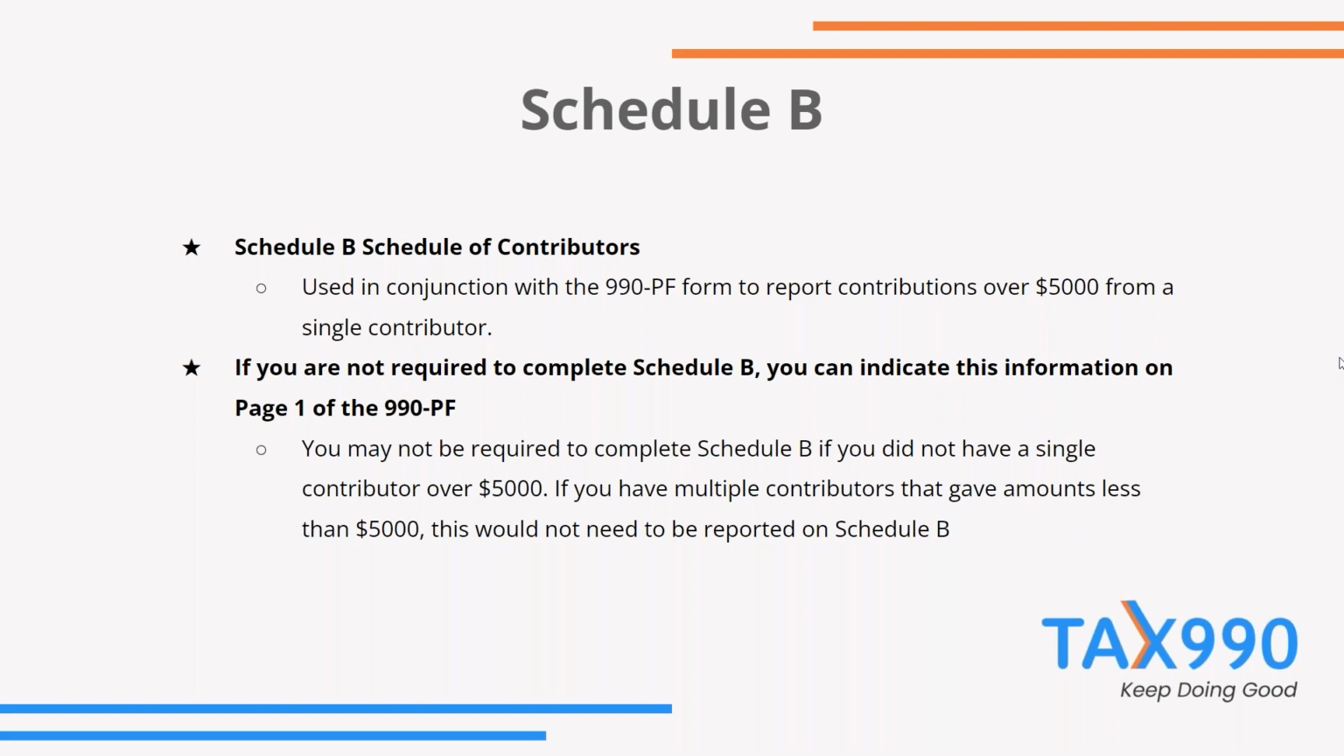I'm sorry, Daniel, you are right. It is $5,000 or more. So if they gave exactly $5,000 or an amount equal to $5,000, it would be reported on Schedule B. So it's $5,000 or more.